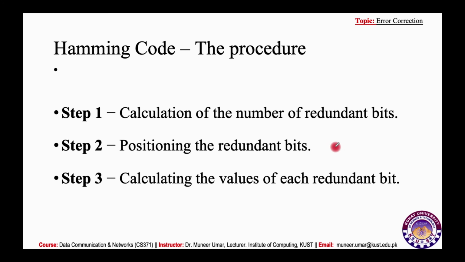So these are the steps for calculating the Hamming code. Step number 1, calculation of the number of redundant bits. So we must calculate the number of parity bits for the given data bits. Step number 2, positioning the redundant bits. So where these redundant bits should be placed in the data which is provided. Step number 3, calculating the values of each redundant bit. Then what should be the value of the parity bit or redundant bit which is placed in between the data bits. I'm quickly clarifying these 3 steps with an example.